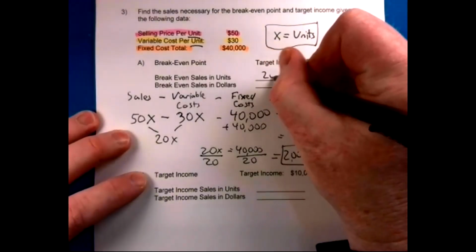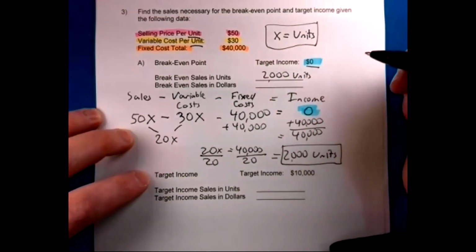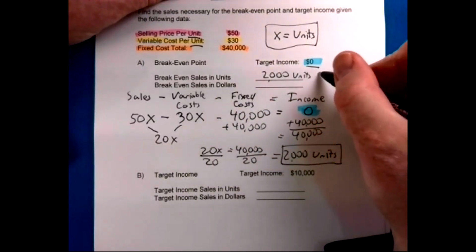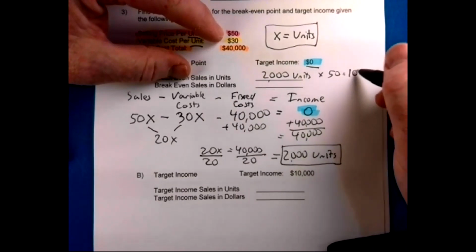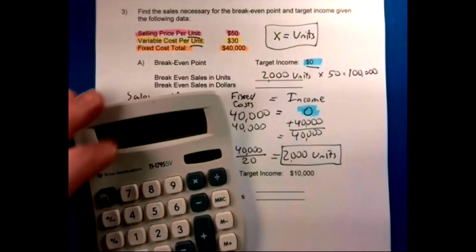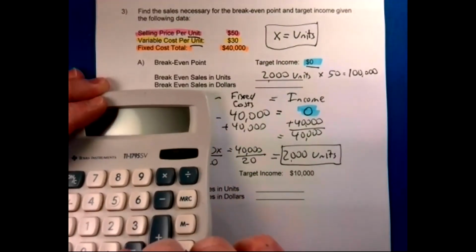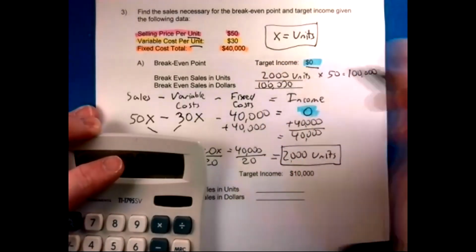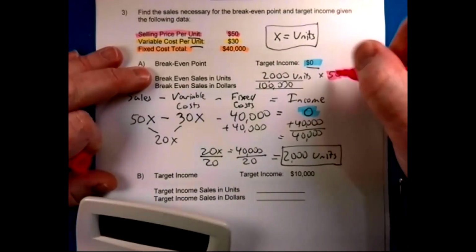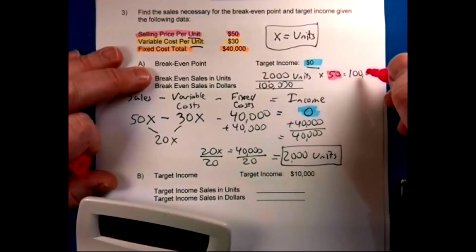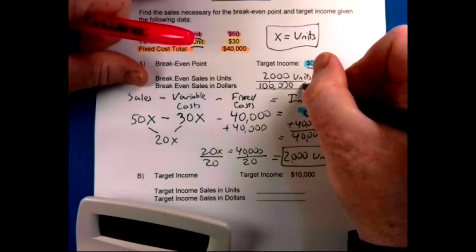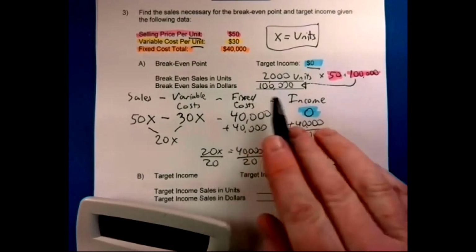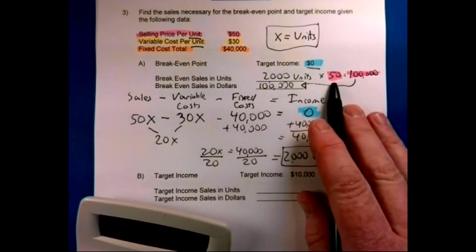Now if we want this to break even in dollars, we just take this and multiply by the selling price. It's 100,000. Let's check that just to make sure. Yep. That's the same as that. So we're selling 2,000 units. Someone might say, well, how much is that in dollars? Well, you multiply by 50, that'll give you the dollar.